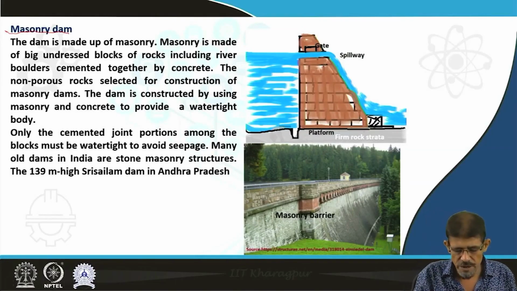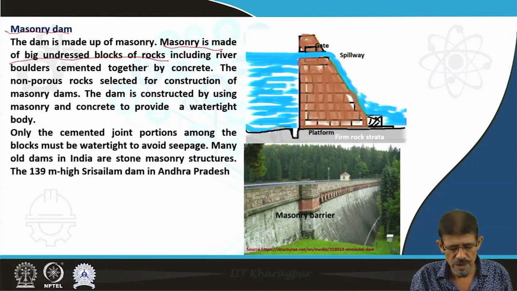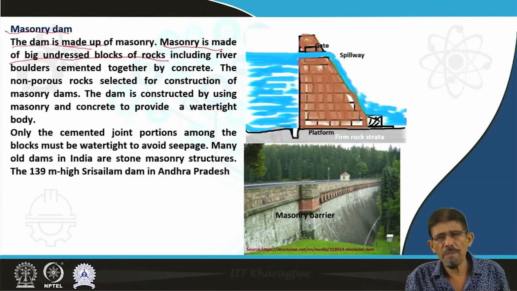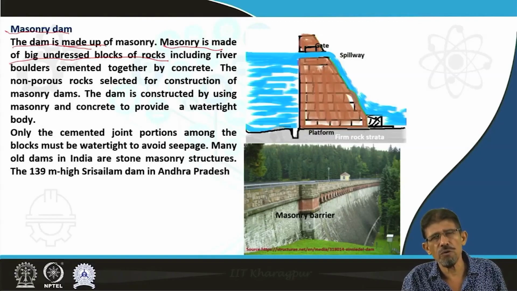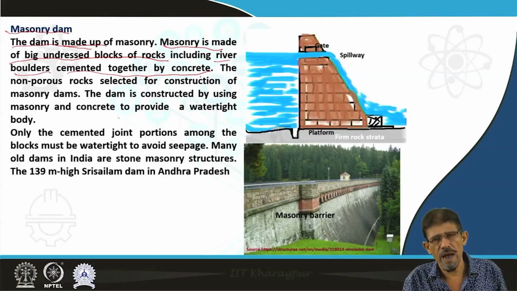Masonry is made up of big undressed blocks of rocks. Now, maybe dressed also, dimensional rock. So the dam made up of masonry is known as a masonry dam. However, masonry is made up of undressed rock blocks, including river boulders cemented together by concrete or other suitable binders.